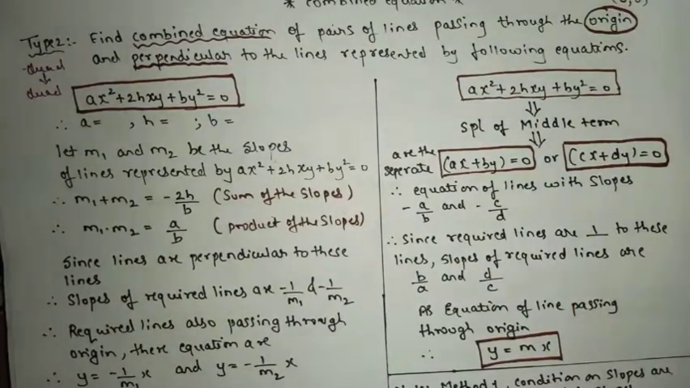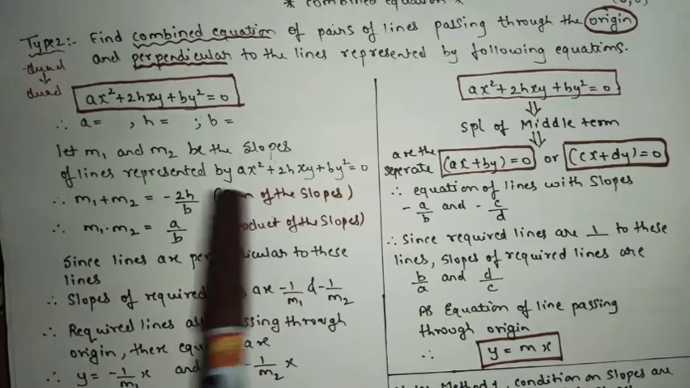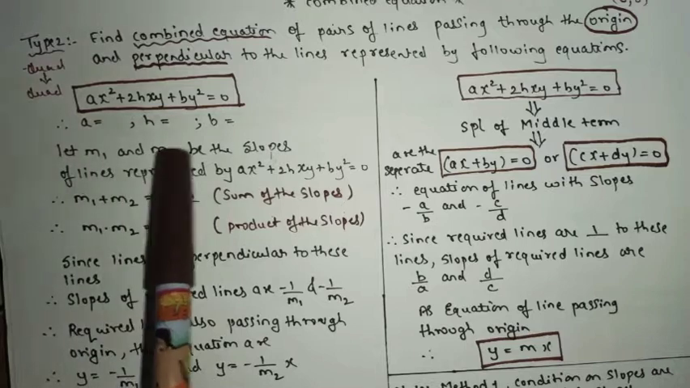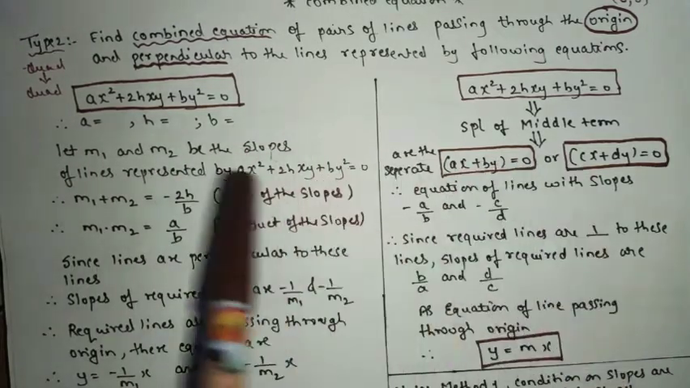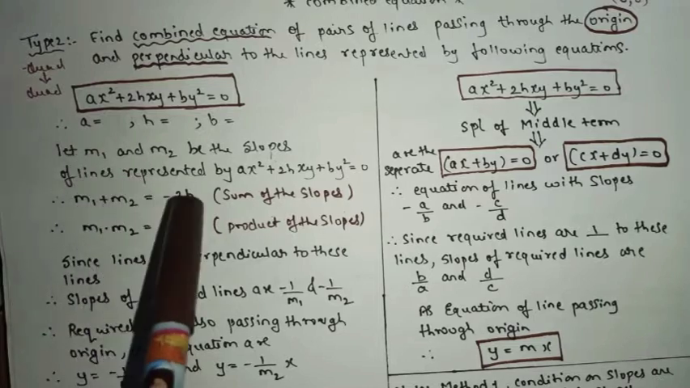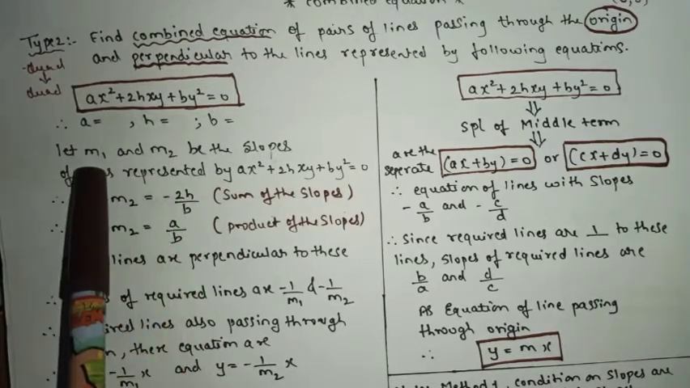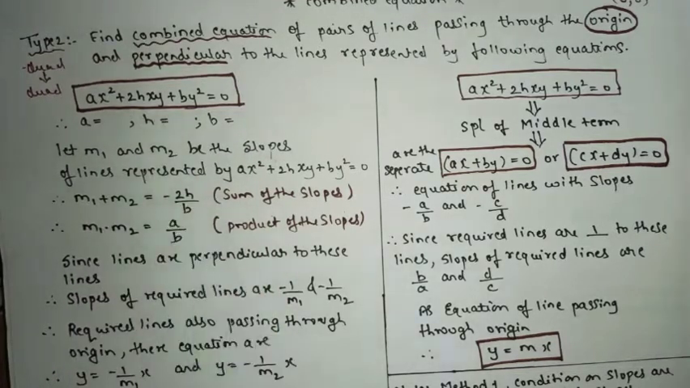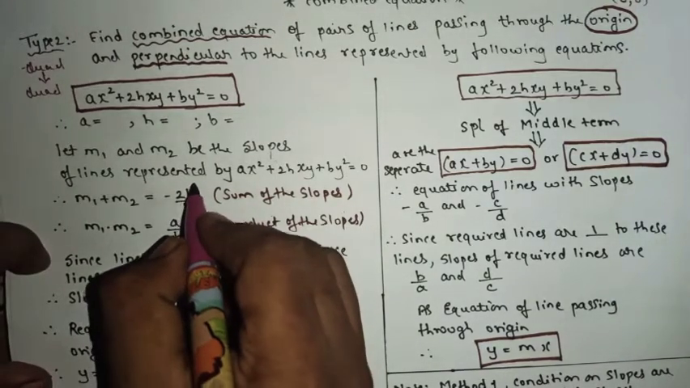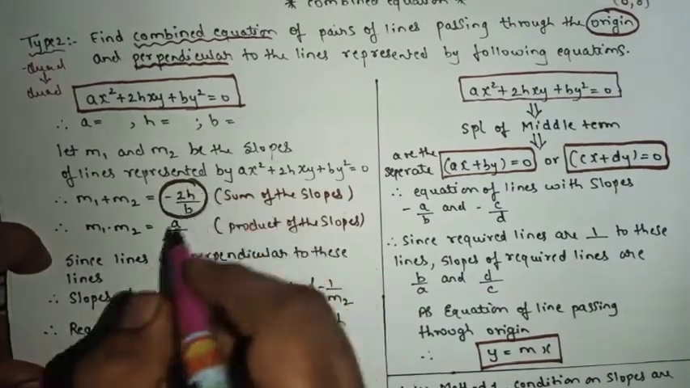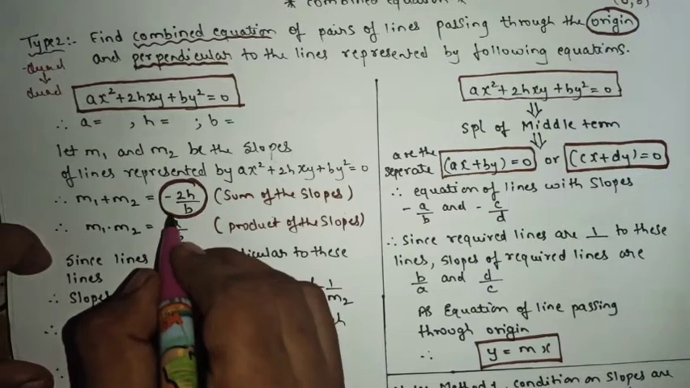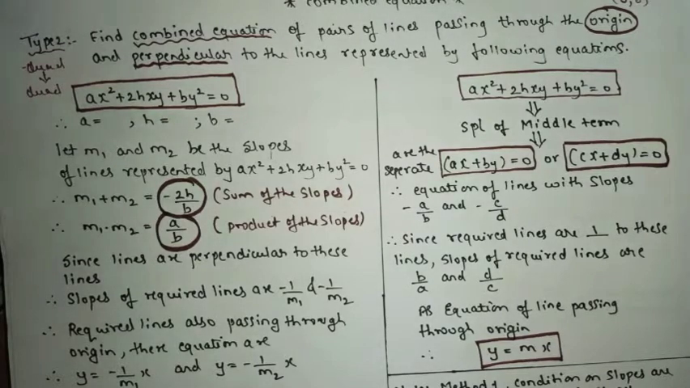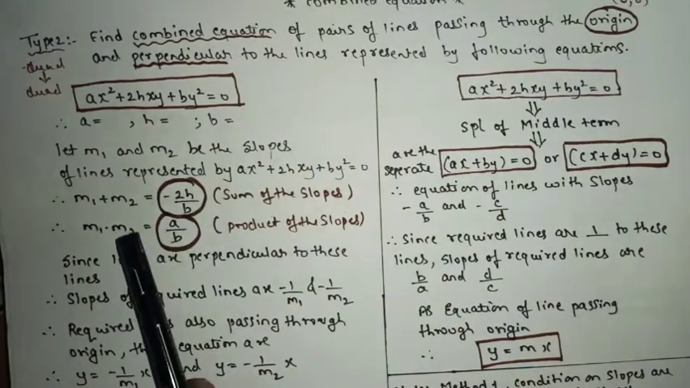In 10th standard we used to write like this for the roots: sum of the roots and product of the roots. We used to take let alpha and beta be the roots of the given quadratic equation. Here in this type number 2, instead of writing alpha and beta, we'll write m1, m2 be the slopes of the lines. So here the sum of the slopes is minus 2h upon b, and the product of the slopes is a upon b. You have to remember these two formulas: the sum of the slopes is minus 2h upon b and the product is a upon b.